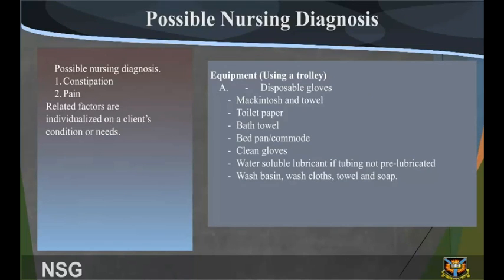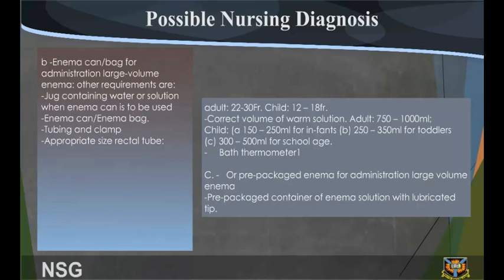Possible nursing diagnosis. 1. Constipation. 2. Pain. Related factors are individualized on a client's condition or needs. Equipment: disposable gloves, Macintosh and towel, toilet paper, bath towel, bedpan or commode, clean gloves, water-soluble lubricant if tubing not lubricated, wash basin, wash clothes, towel and soap. Enema can or bag for administration, large volume enema.